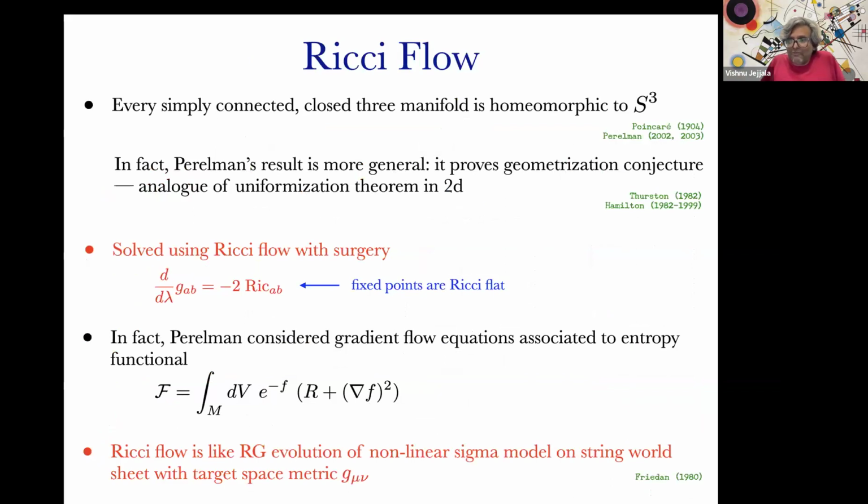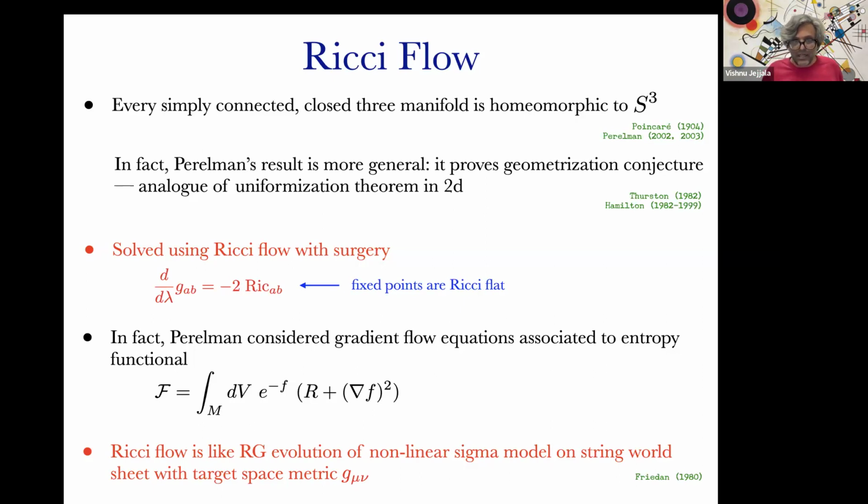So another way of maybe finding flat metrics is using Ricci flow. Perelman famously used this Ricci flow to realize a proof of the Poincaré conjecture, that every simply connected closed three-manifold is homeomorphic to S^3. In fact, he proved something more general, the uniformization theorem.